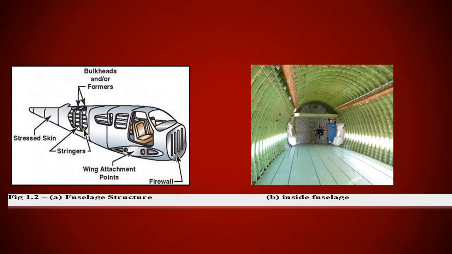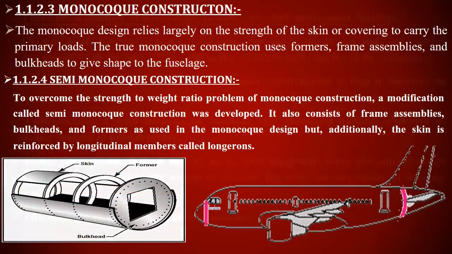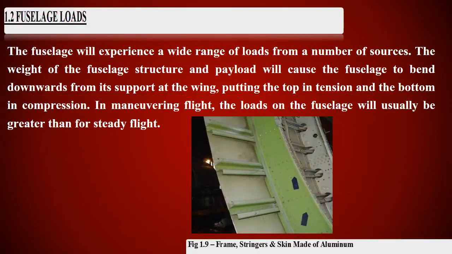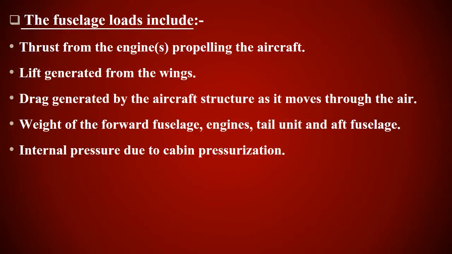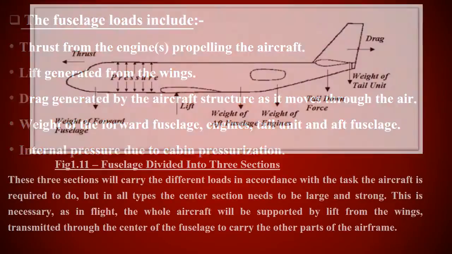As we know the fuselage, I am going to explain the types of loads acting on it. The fuselage will experience a wide range of loads from a number of sources. The weight of the fuselage structure and payload will cause the fuselage to bend downward from its support at the wing, putting the top in tension and the bottom in compression. The fuselage loads include thrust from the engine propelling the aircraft, lift generated from the wings, drag generated as the aircraft structure and engine move through the air, and internal pressures due to cabin pressurization.